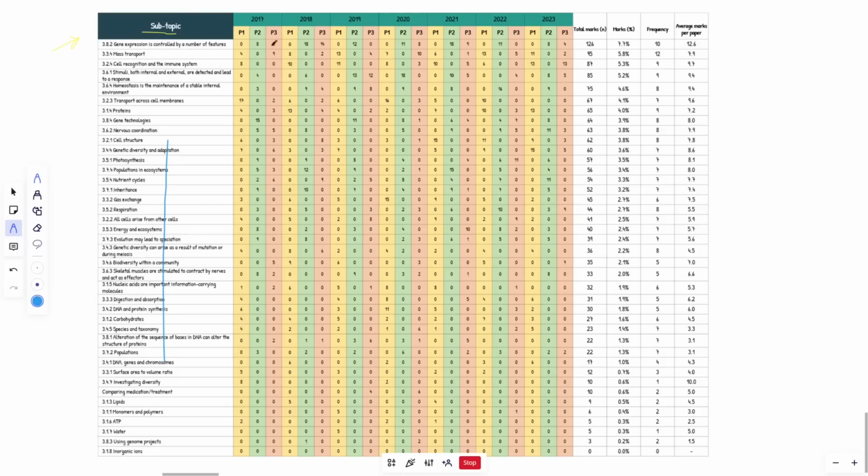So we've got the subtopic here. Then we've got the years across the top, so 2017, 18, and so on, up to 2023, right? And then you've got paper 1, 2, and 3 color coded in yellow, green, and orange, like a peachy color. And that just repeats every single year.